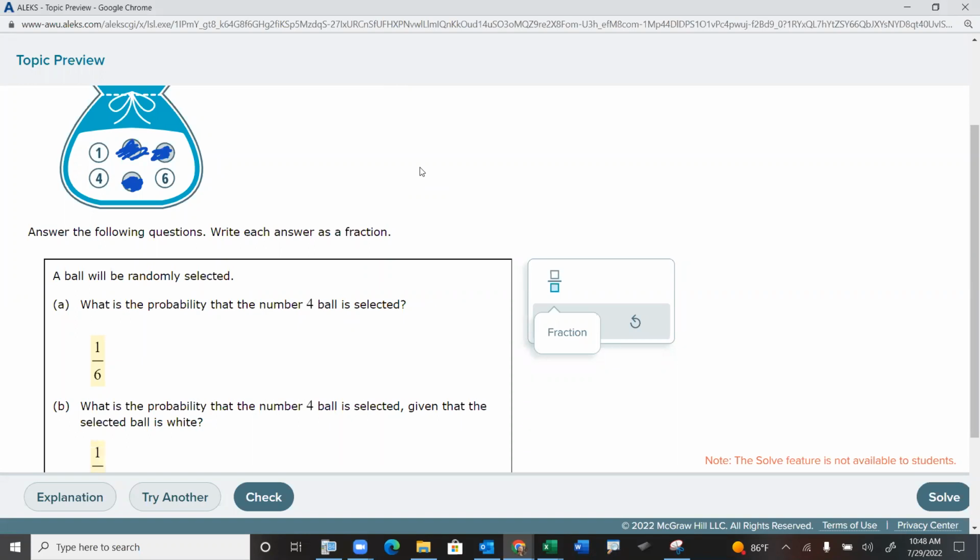And I definitely like conditional probability, so there'll be one of those on the test.